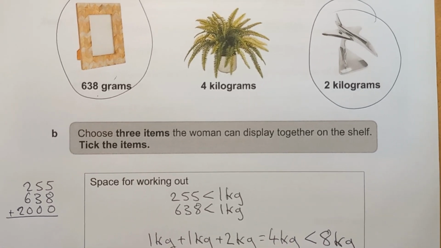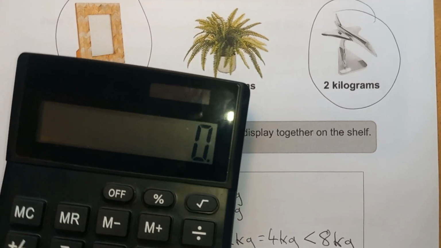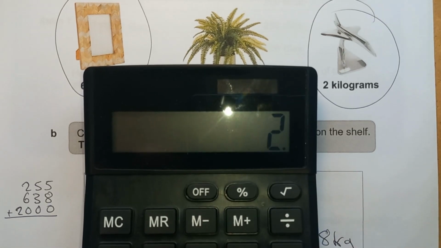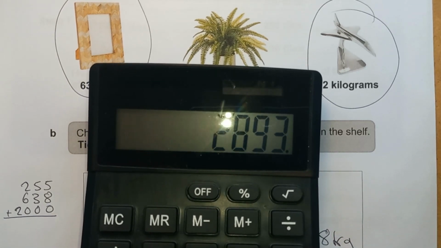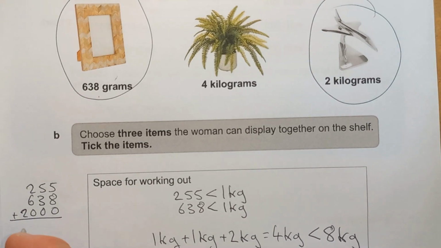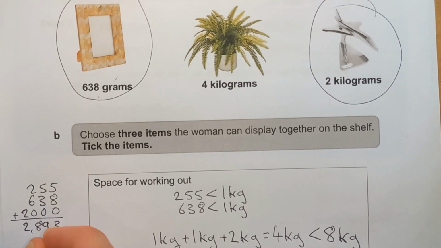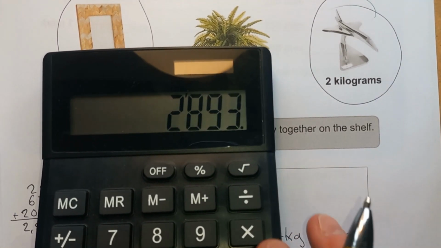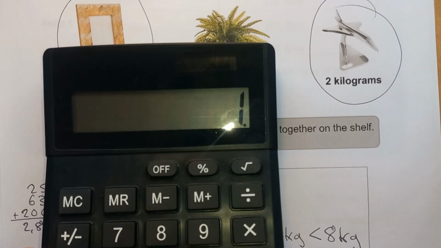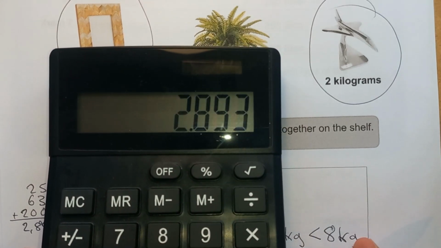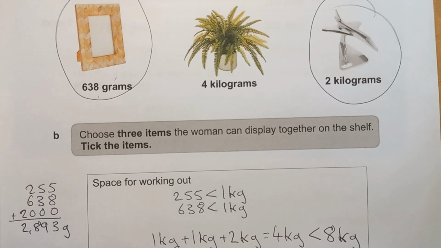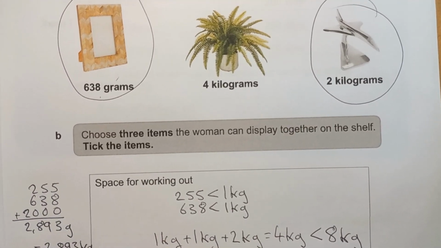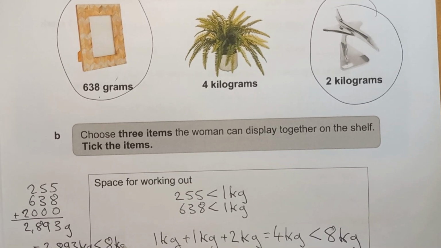So we could add all of those together. 255 plus 638 plus 2,000, which gives us 2,893 grams. Now we said there's 1,000 grams in a kilogram, so if we want to get it back to kilograms, we can divide it by 1,000, which tells us it's 2.893 kilograms, which again is less than 8 kilograms.